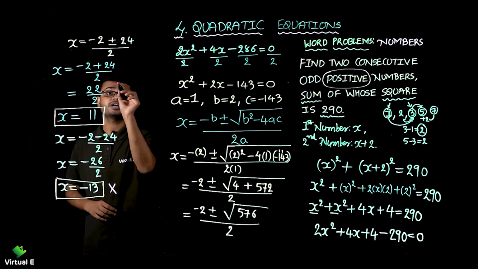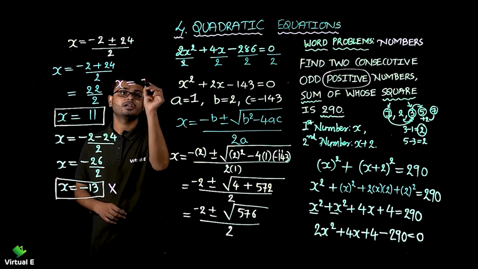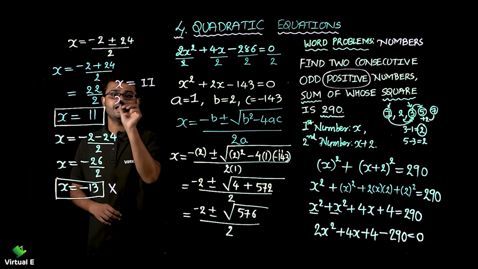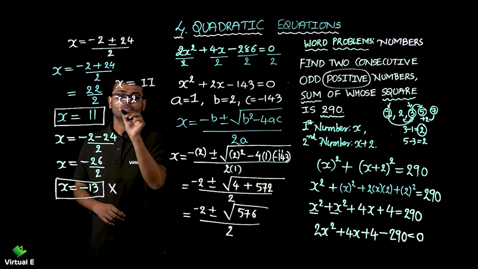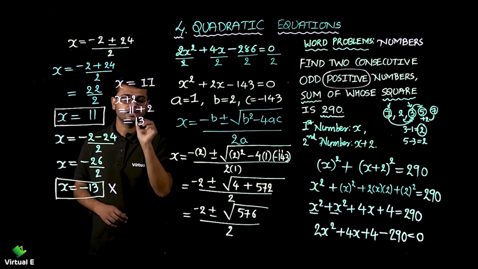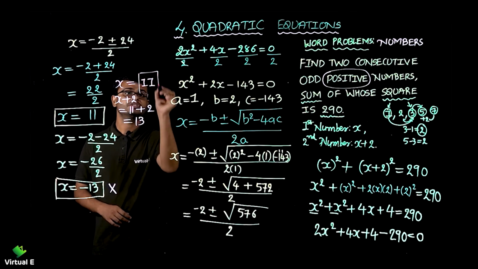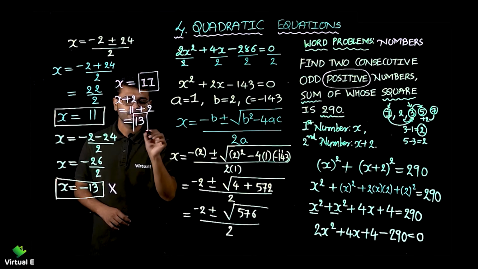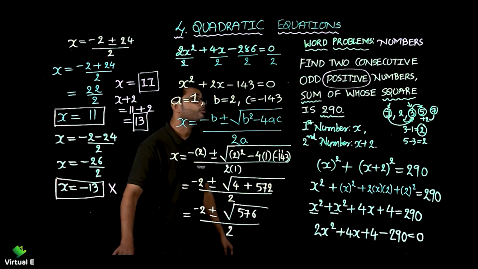So my numbers are x, first of all 11, then x plus 2, which is 11 plus 2, that is 13. So what are those two numbers? 11 and 13. Let's repeat the steps one more time.